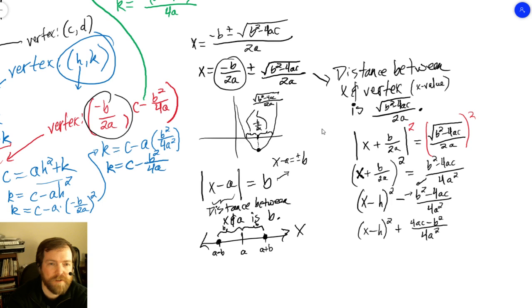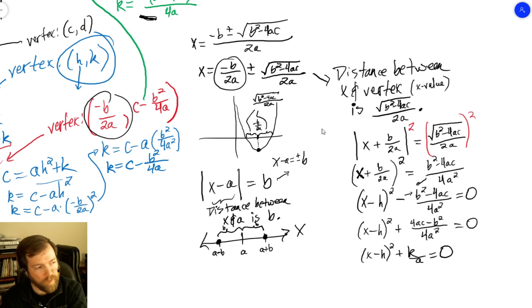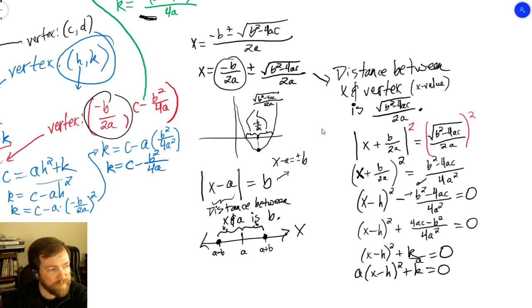And this thing here is precisely the k value that we found up here, except it does have an extra a in the denominator. Okay, and this is equal to 0 on the other side. So this is x minus h squared, yep, plus k over a equals 0. Multiply everything by a. We've just reverse engineered, starting with the distance idea that we had, a proof of the quadratic formula. So if you want a proof of how the quadratic formula actually works, go that way.